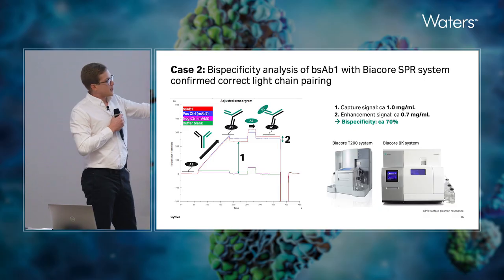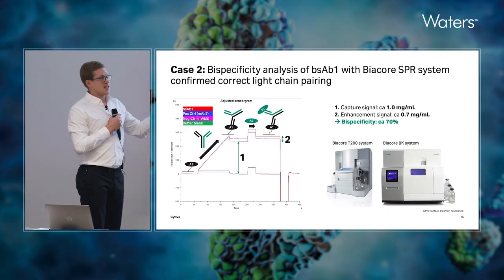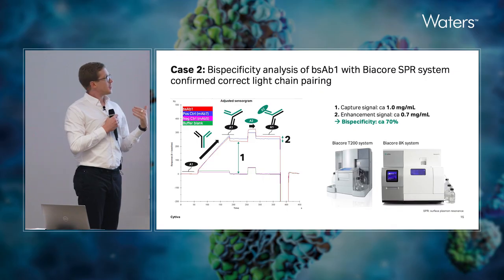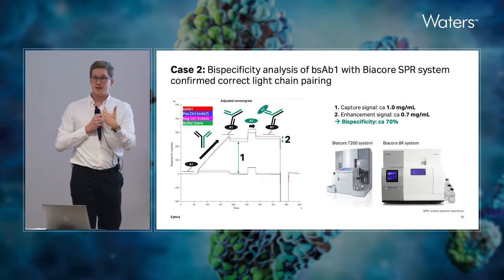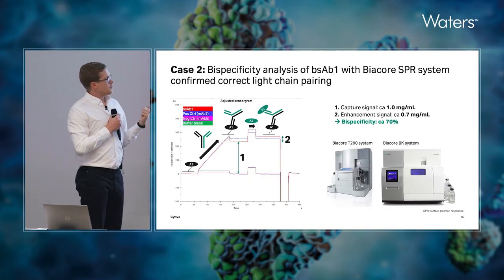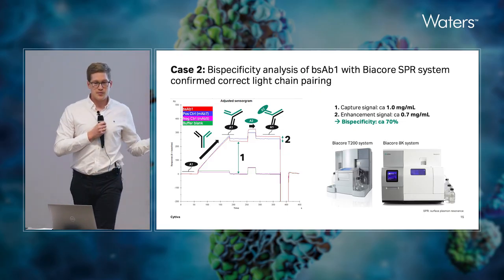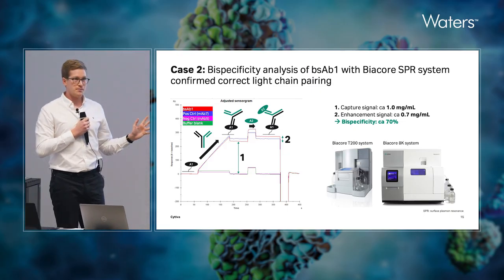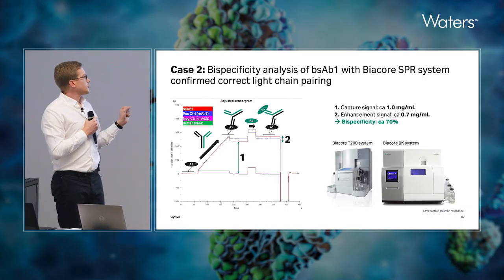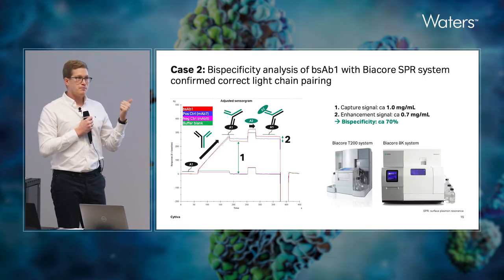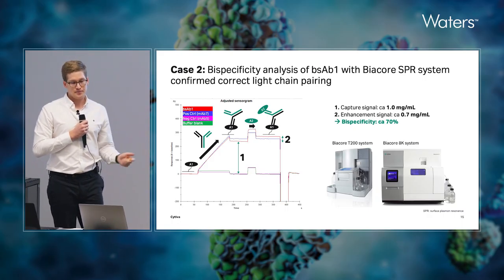Taking the ratio, enhancement with capture, we get a bispecificity value. This should be 100%, meaning everything that binds the first antigen will also bind the second antigen. Starting material was 70%. Our peak 2 from the CAPTO-SP Impress was above 95% in bispecificity. So not only is it correct mass, it's also binding correct antigens.